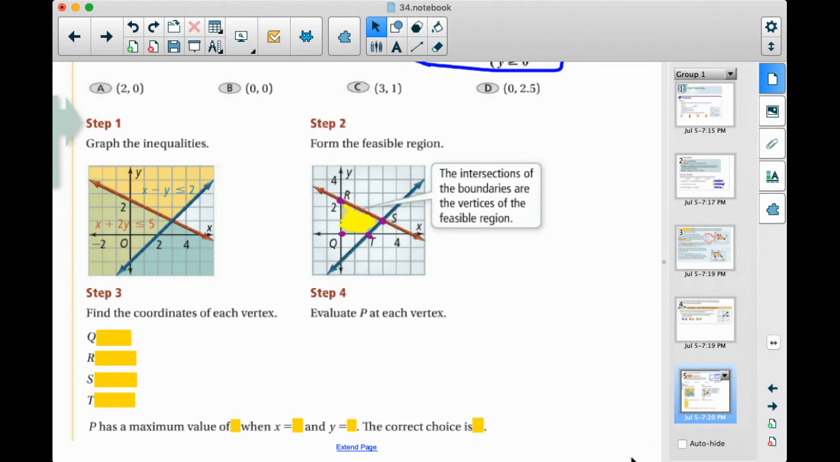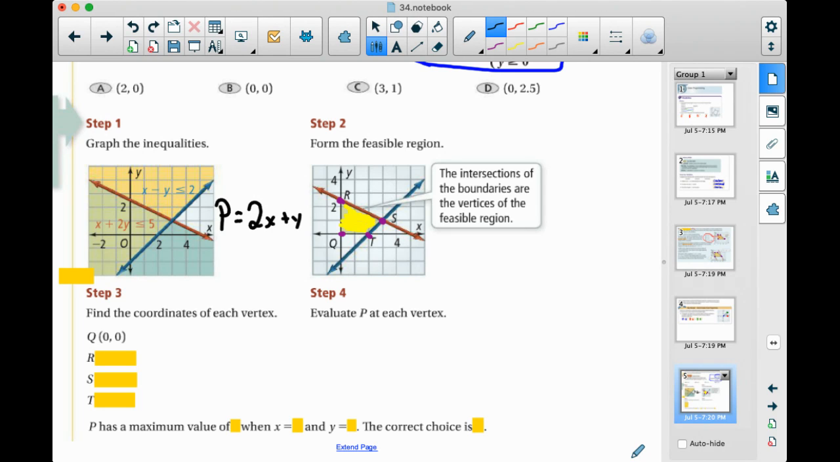That means this point, this point, this point, and this point are all vertices of that feasible region, which is where the maximum could occur, or will occur. It will occur at one of those. We don't know which one, so we're going to test it. First, let's look at Q, which has the ordered pair 0, 0. The objective function that we have is P equals 2x plus y, so I'm going to plug that in.